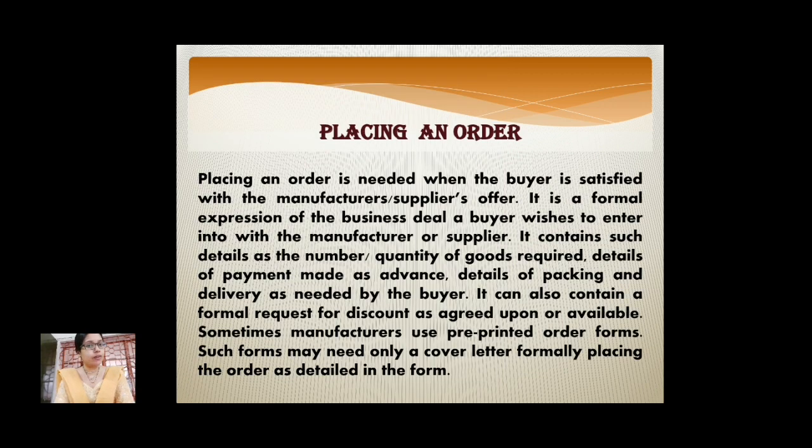Now straight away coming to the first category, placing an order. Now placing an order is needed when the buyer is satisfied with the manufacturer or supplier's offer. It is a formal expression of the business deal a buyer wishes to enter into with the manufacturer or supplier. It contains such details as number, quantity of goods required, details of payment made as advance, details of packing, delivery as needed by the buyer. It also contains a formal request for discount as agreed upon or available. Such forms may need only a cover letter formally placing an order as detailed in the form.